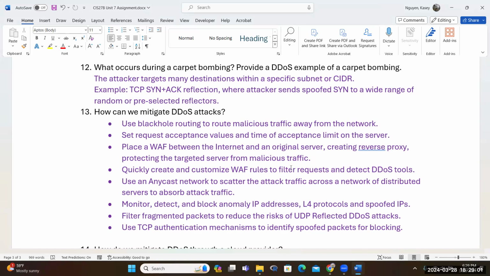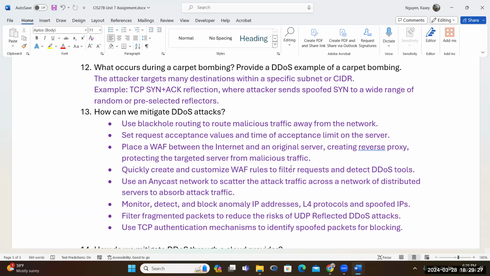You can use an Anycast network to scatter the attack traffic across the network, like we talked about with using CDNs earlier. Very similar concept, where we would spread out the traffic across the network so that it could be absorbed and not aimed toward one specific system or part of the network.